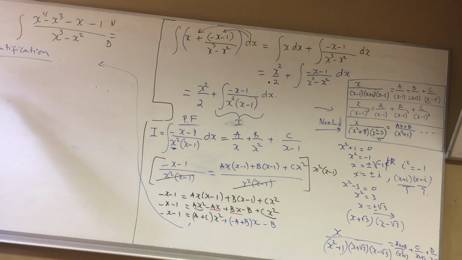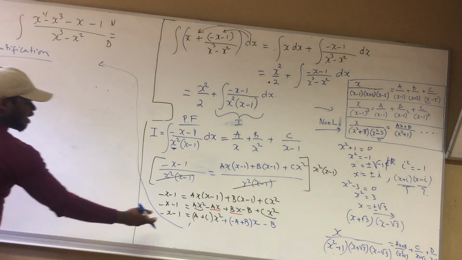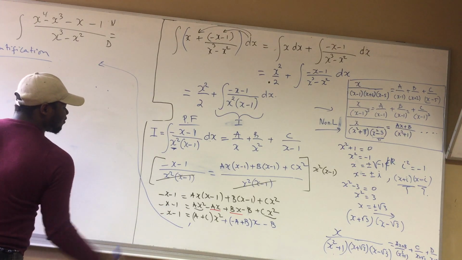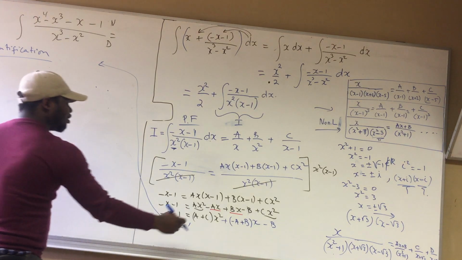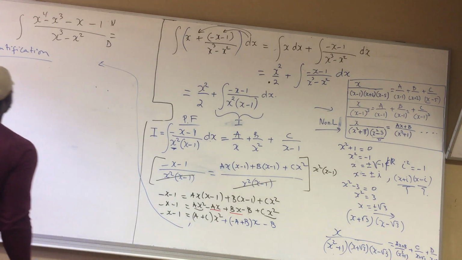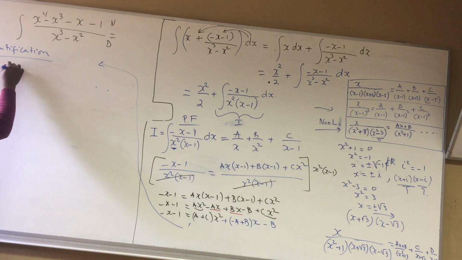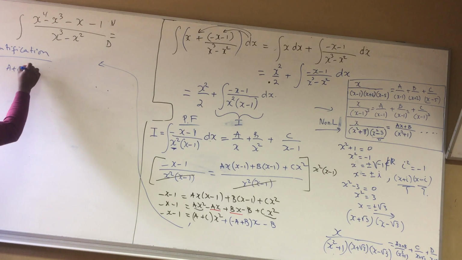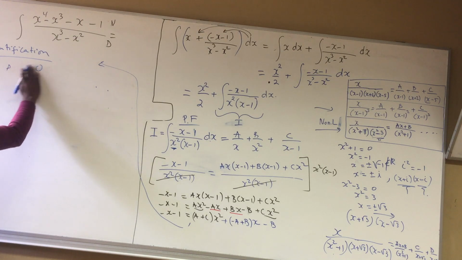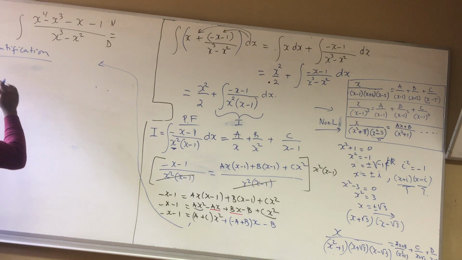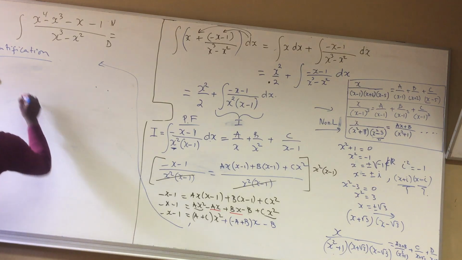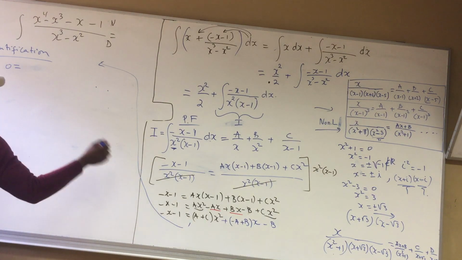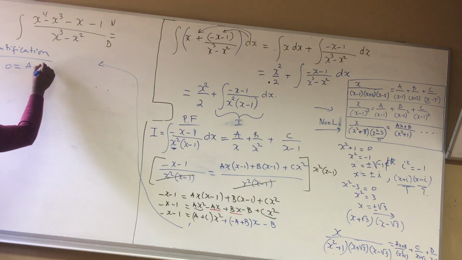Alright? So we start with the term with x squared. On the left side, I don't have the term with x squared. But on the right side, I have a term which has x squared. So it's going to be a plus c, and then 0. Let me write it as it is. On the left side, I have 0. On the right side, I have a plus c.